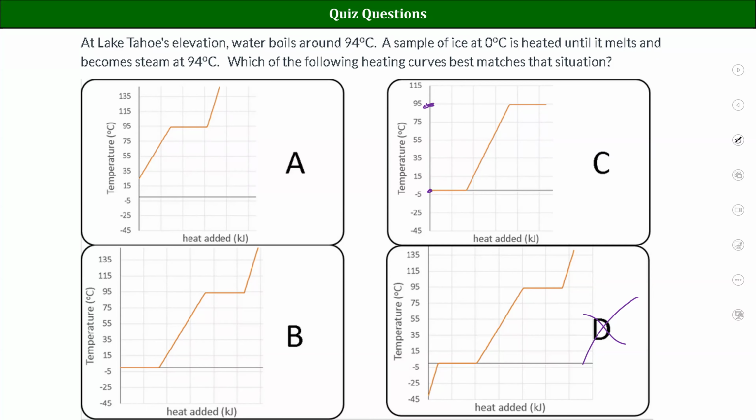A little bit, I threw in a little bit of a curveball by making it go to 94 Celsius instead of 100 Celsius, but if we were at sea level, we'd be finishing at steam at 100 Celsius instead.